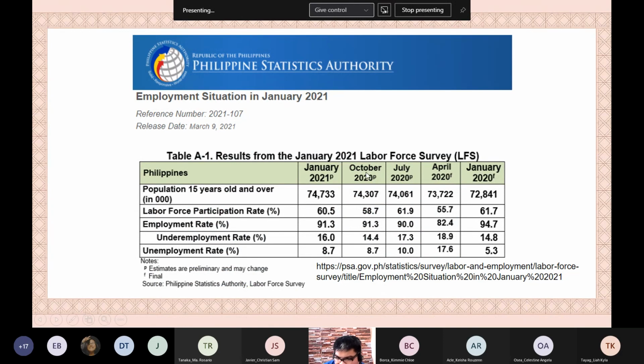Gusto ko na mag-swimming. Here are the results of the January 2021 labor force survey, no? So fresh na fresh pa po siya. Discuss natin last time si employment and unemployment. Here you have 8.7% unemployment rate. Nung kasagsagan ng ECQ, GCQ, 17.6 tayo. Unti-unti nag-hiring ulit, 10%. And now steady pa rin tayo at 8.7%.